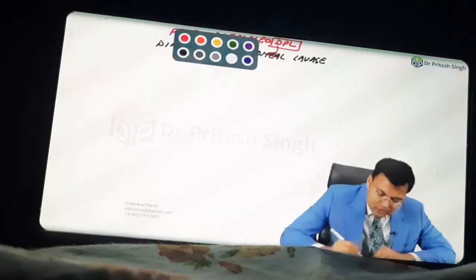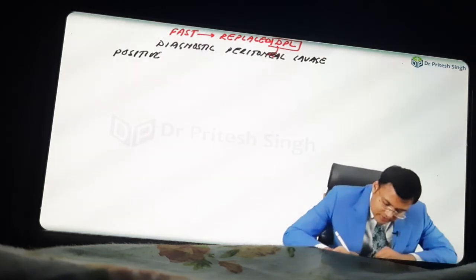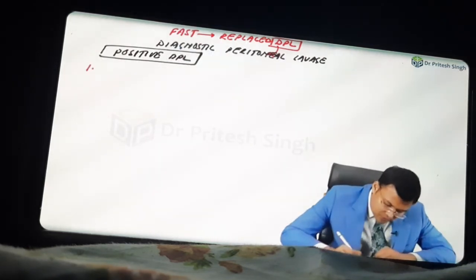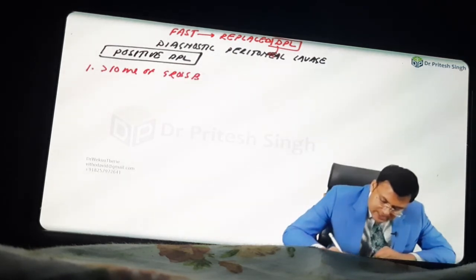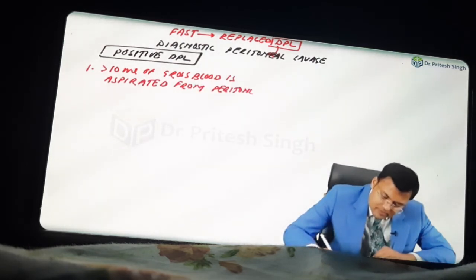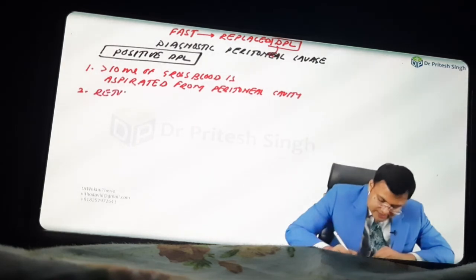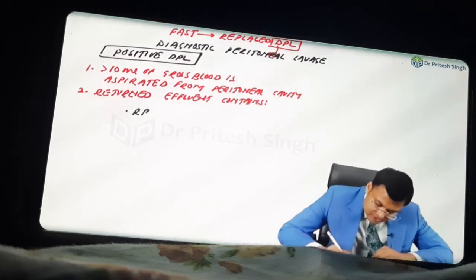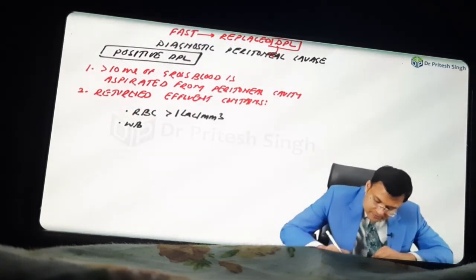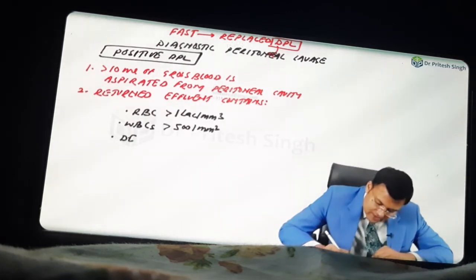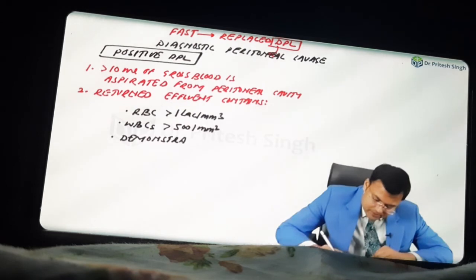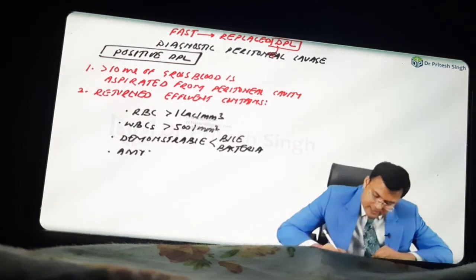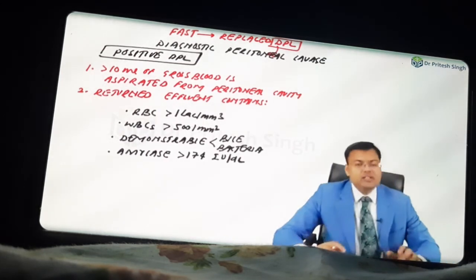Now the question is asked, when is DPL considered positive? Positive DPL means when more than 10 ml of gross blood is aspirated from the peritoneal cavity, or the returned effluent contains RBCs more than 1 lakh per mm cube, WBCs more than 500 per mm cube, demonstrable bile or bacteria, or amylase more than 174 international units per deciliter. So these are findings which are suggestive of positive DPL.